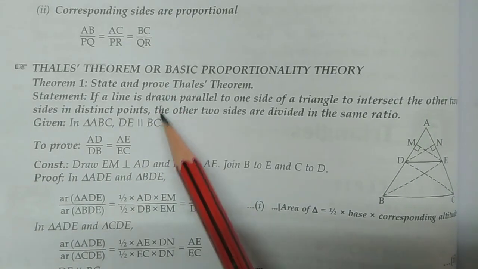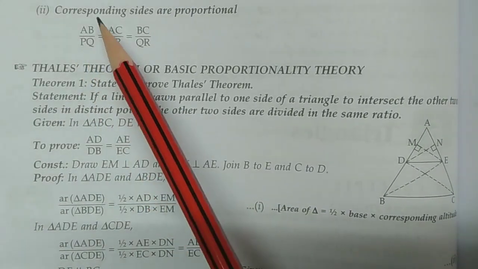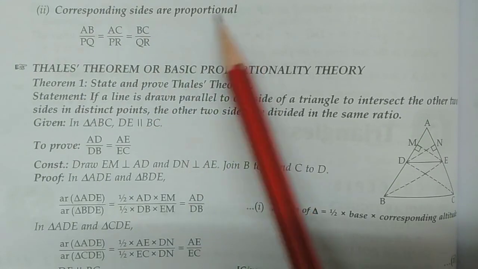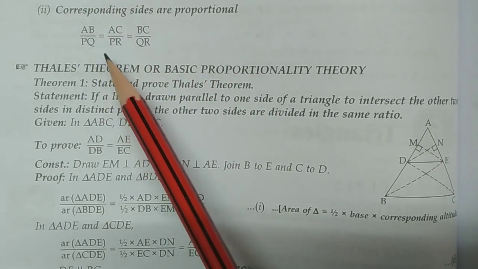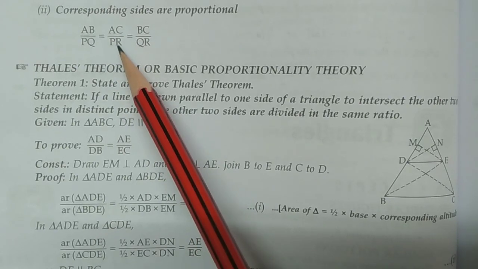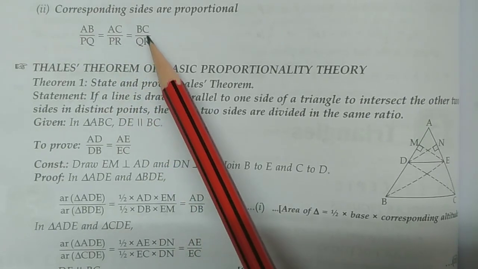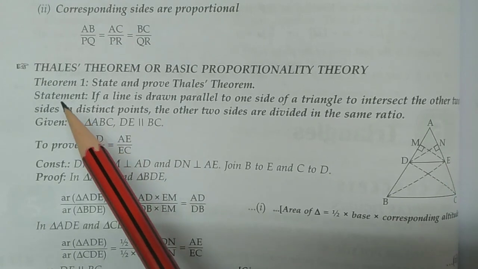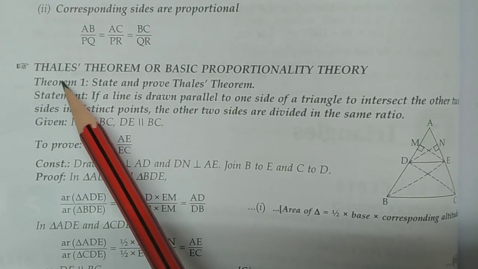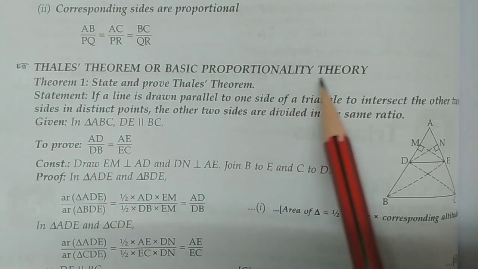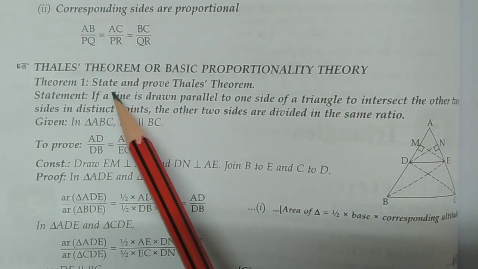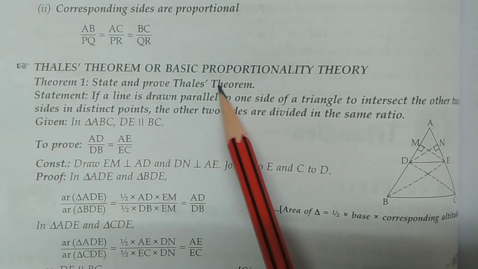Now you can see from here, the second point: corresponding sides are proportional. So AB by PQ equals AC by PR equals BC by QR. Now next, Thales theorem or the basic proportionality theorem. So theorem 1: state and prove the Thales theorem.